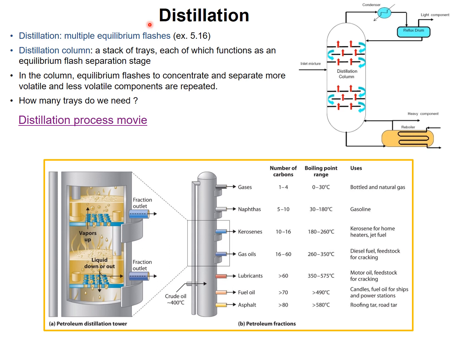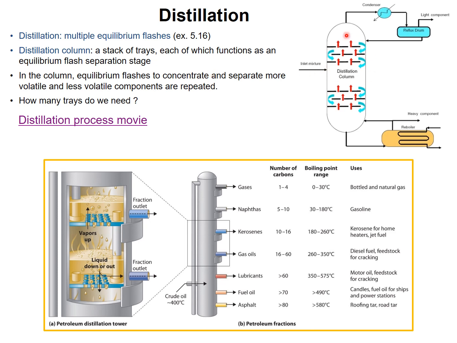Distillation. This is the last separation technology introduced in this chapter. Distillation is multiple equilibrium flashes. A distillation column is a stack of trays, each of which functions as an equilibrium flash separation stage. In this column, equilibrium flashes to concentrate and separate more volatile and less volatile compounds are repeated through the column.